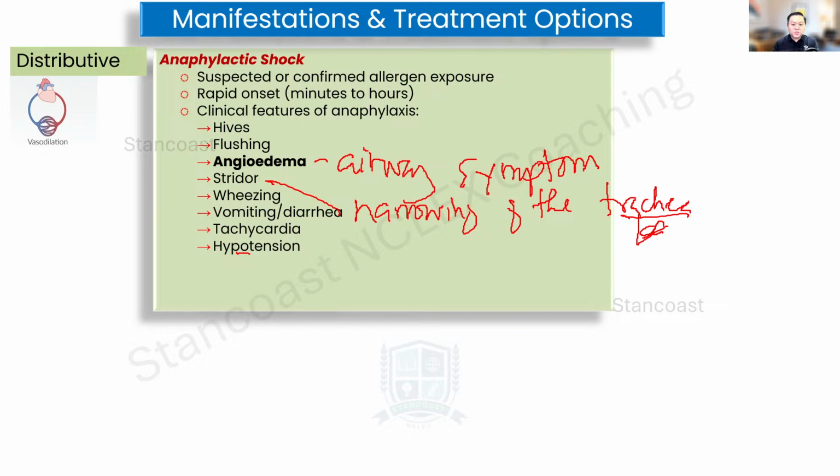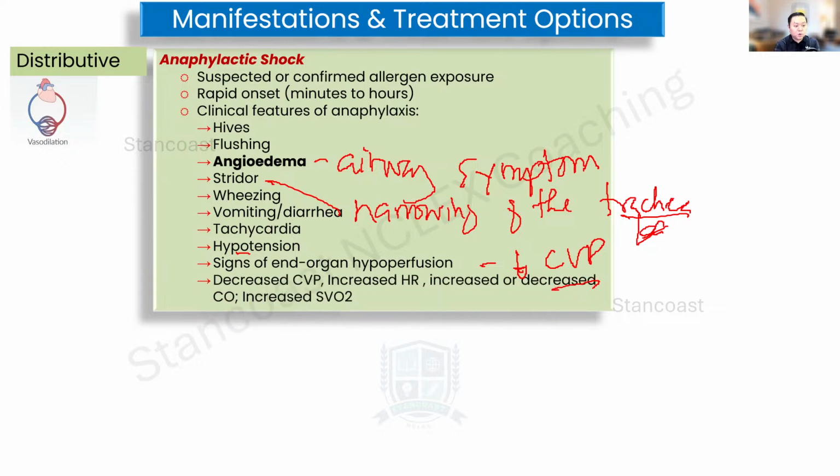Now, there are also signs of end organ hypoperfusion. So the patient will have decreased CVP, because of the reduction in the pressure in the larger veins near the heart. What else? There's also decreased cardiac output and increased SvO2. Actually, this is decreased SvO2.